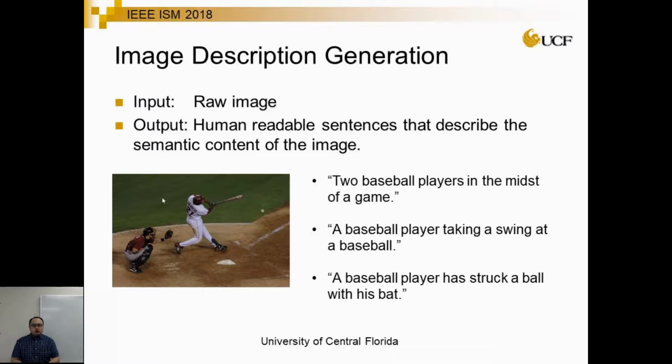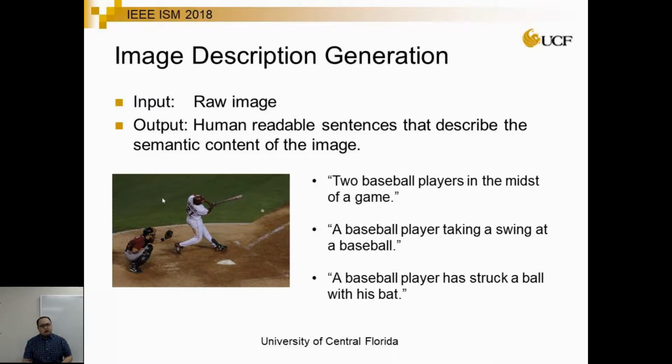Let me first introduce the image description task. The image description task, or image captioning task, is to teach the machine how to understand the content of the image and then translate it into natural language. The input of our system is a raw image and the output is a human-readable sentence. The sentence describes the semantic content of the image.